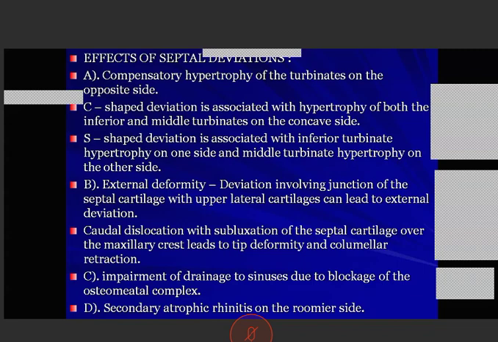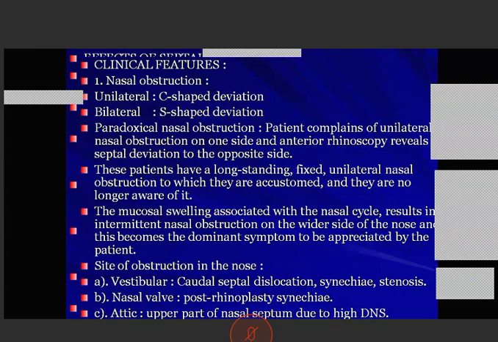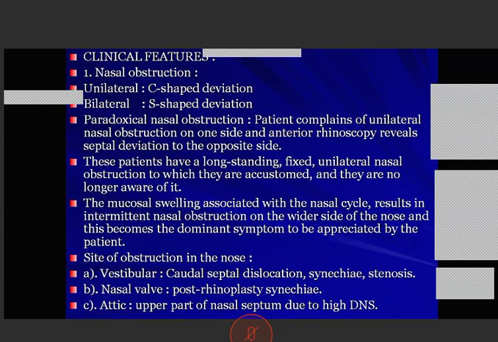So, clinical features. There will be a nasal obstruction, either unilateral in a C-shaped, or bilateral in an S-shaped deviation, and a paradoxical nasal obstruction. Patient, that is what I was telling you previously. What is that paradoxical nasal obstruction? The patient complains of unilateral nasal obstruction on one side, and anterior rhinoscopy reveals septal deviation onto the opposite side. That is what I was telling.